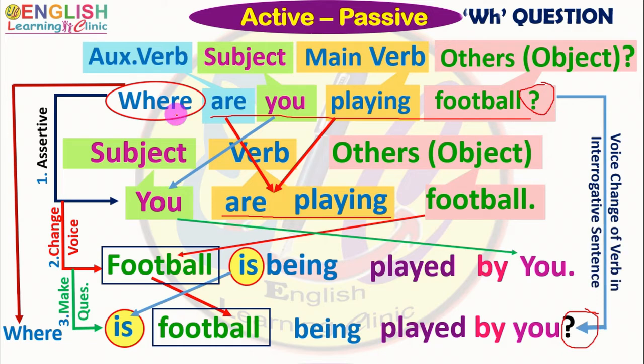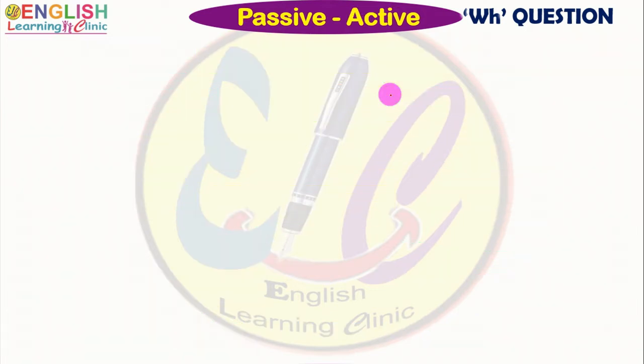Now, if the WH word is when in place of where, just put aside the WH word when. If it is why, put aside the WH word first. If it is how, again put aside the WH word first, and next use the procedure you have learned. Now look at the just opposite process, that is from passive to active voice.